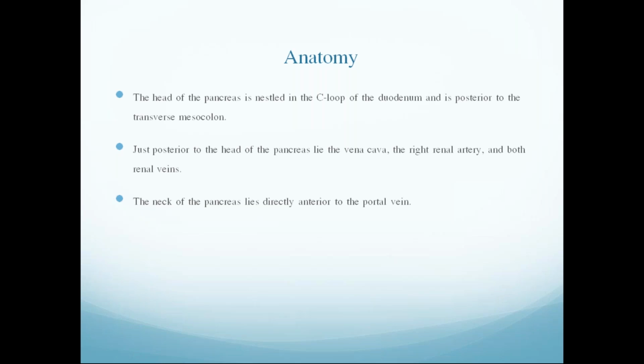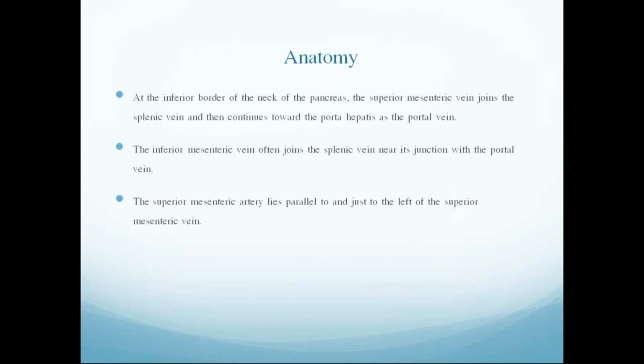So the neck of the pancreas lies directly anterior to the portal vein. If we trace out the portal vein, we can identify the position of the neck of the pancreas. Okay. At the inferior border of the neck of the pancreas, the superior mesenteric vein joins the splenic vein and then continues toward the portal confluence of the portal vein. So this is in simple terms.